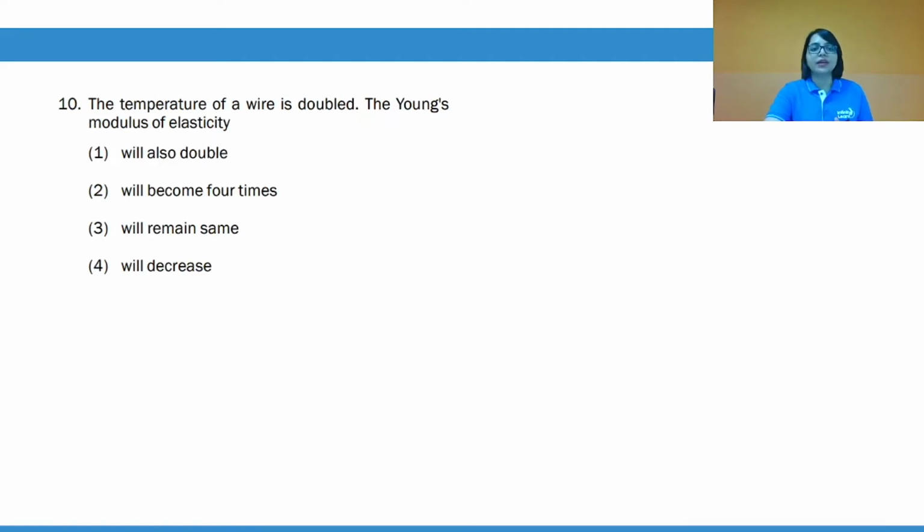Question number 10. The temperature of the wire is doubled. The Young's modulus of elasticity? So delta L, that is the extension in the wire, will be because of the increase in temperature, right? Thermal expansion. Delta L is given by L alpha delta T. If you are increasing the temperature, then the length of the wire will increase, right? Now, Y is F L upon A delta L. Delta L is L alpha delta T.